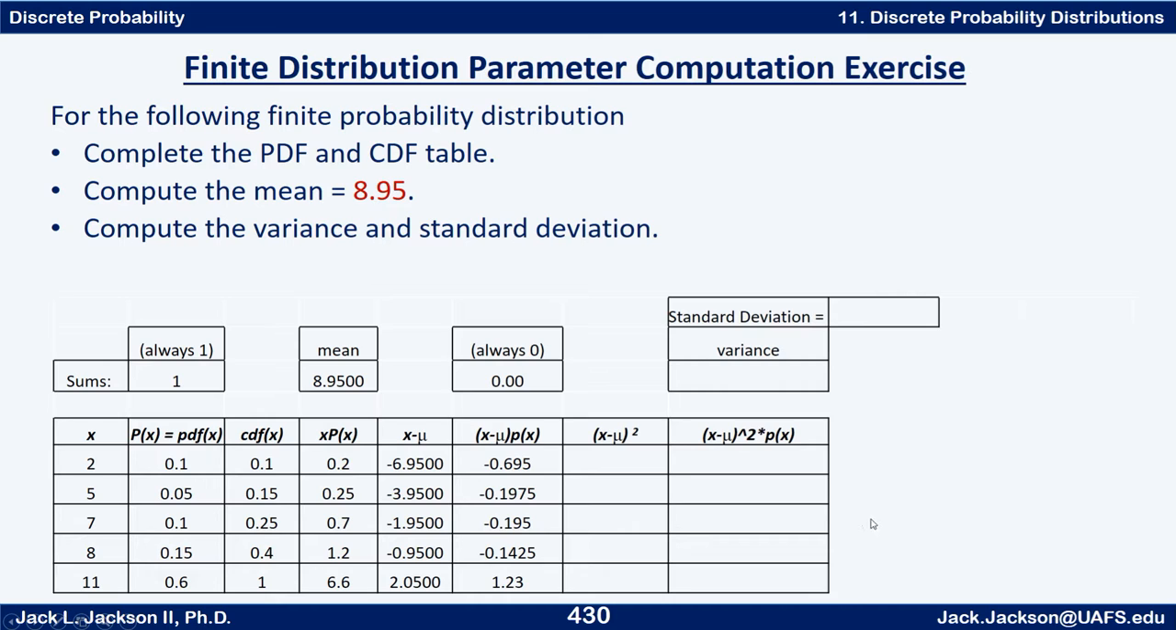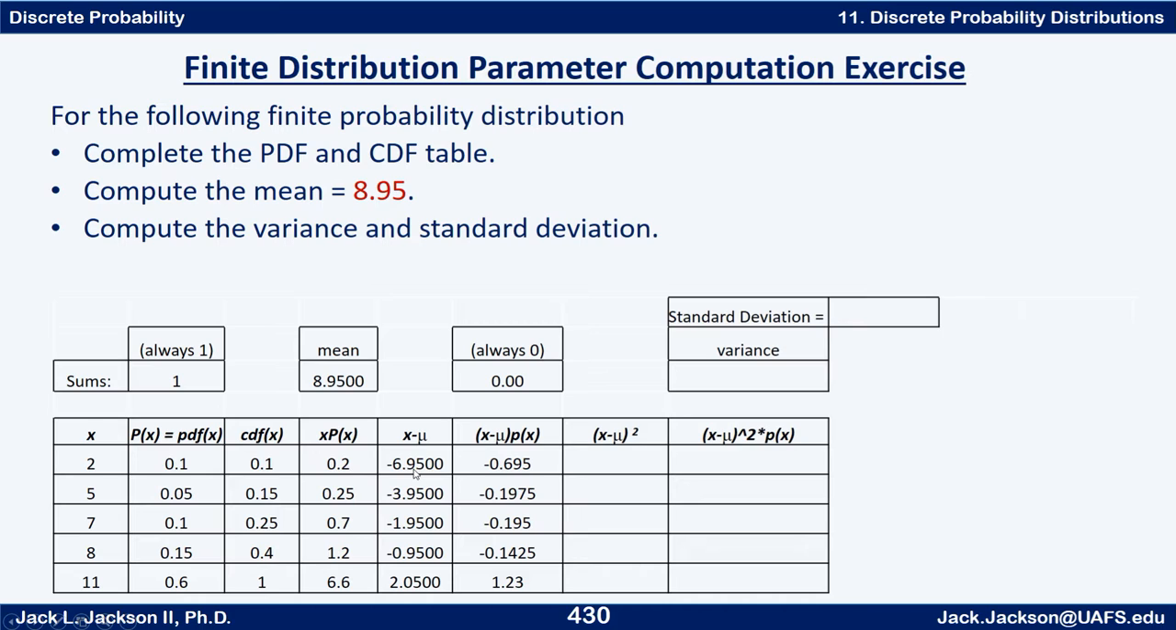Now let's go ahead and fill out the last two columns here to figure out the variance and standard deviation. When you get done with that, come back and check your work. Alright, so now that you're back, what we're going to do is take these x minus mu values in this column and square them. So just use your calculator.